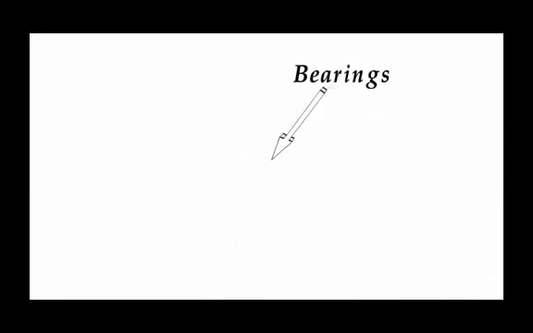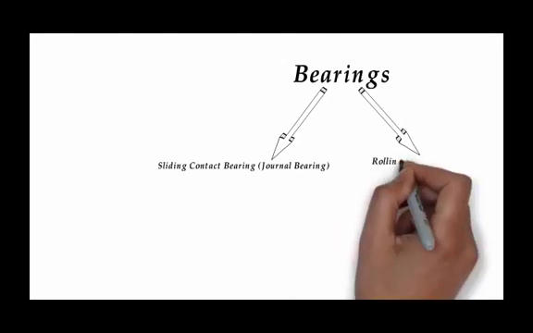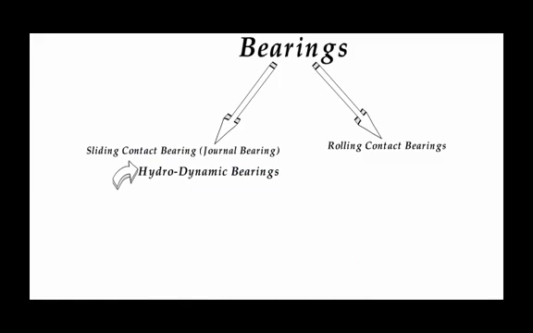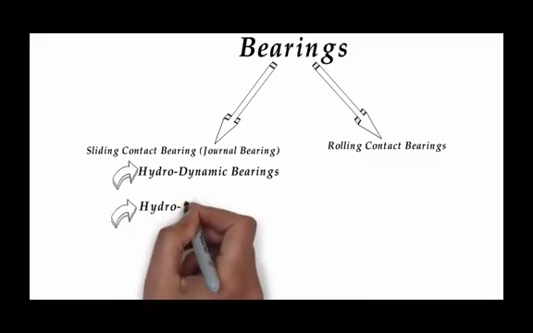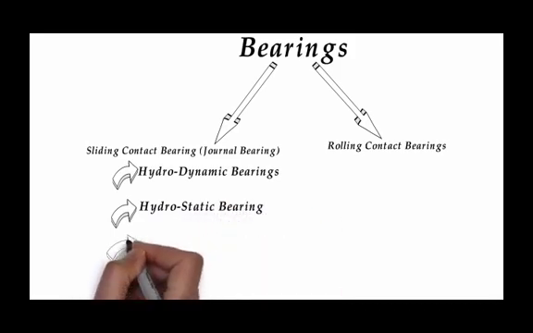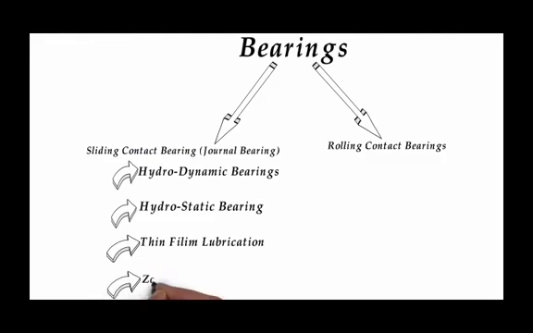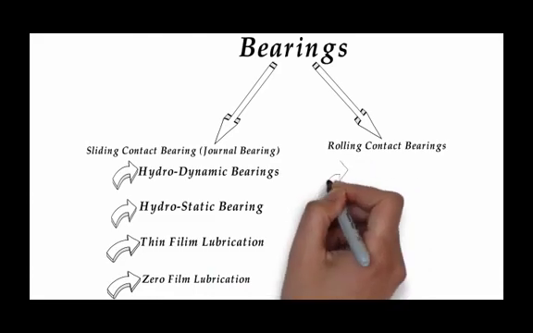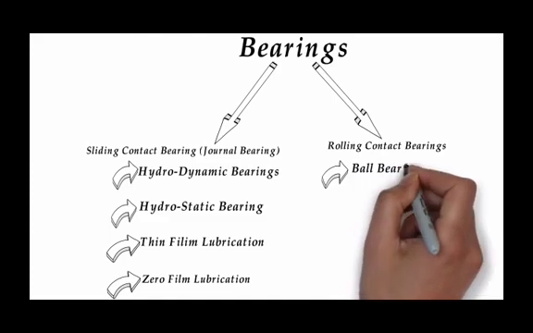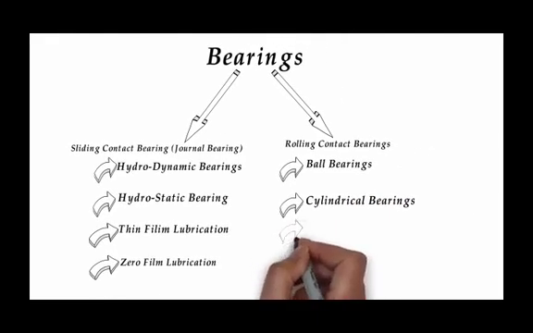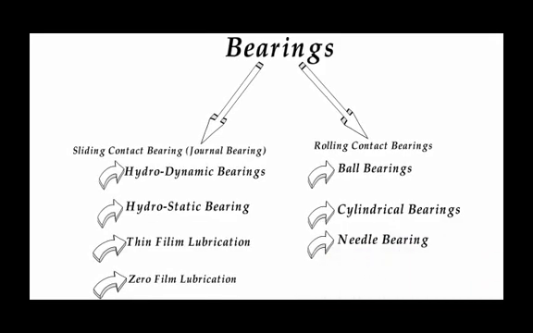The story in a nutshell: bearings are classified into two. The first category is sliding contact bearing or journal bearings, and the second category is rolling contact bearings. Within sliding contact bearing, we have hydrodynamic bearings, then hydrostatic bearings, then thin film lubrication, and then zero film lubrication. Under rolling contact bearing, the ball bearing falls, then cylindrical roller bearings, and finally the needle bearings. This is the total classification of bearings, or the family of bearings.